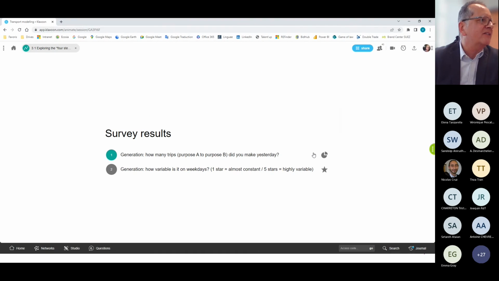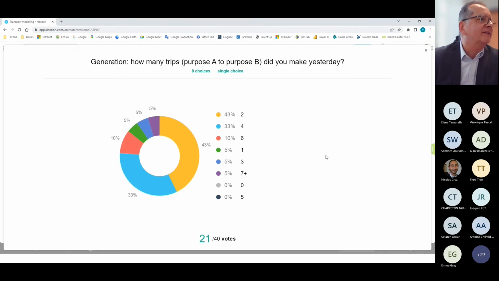Let's look at the results. How many trips from purpose A to purpose B did you make yesterday? Okay, a majority of 2 trips, and then 4 trips, because it shows that trips mostly work with to and from return trips. 10% made 6 trips. I mean, one loop, 2 loops, 3 loops.